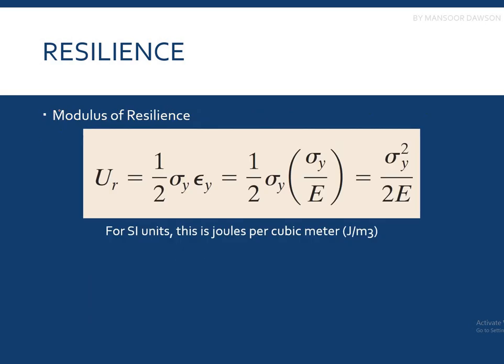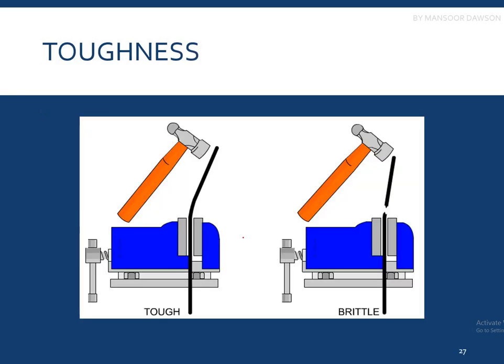So how can we quantify the modulus of resilience? It is 1 upon 2 stress into strain, and we can also write it in terms of the elastic modulus as the square of stress upon 2 into the elastic modulus, or modulus of elasticity. The units for modulus of resilience would be joules per meter cube, as this is the energy absorbed per unit volume. Okay, so what is toughness now?